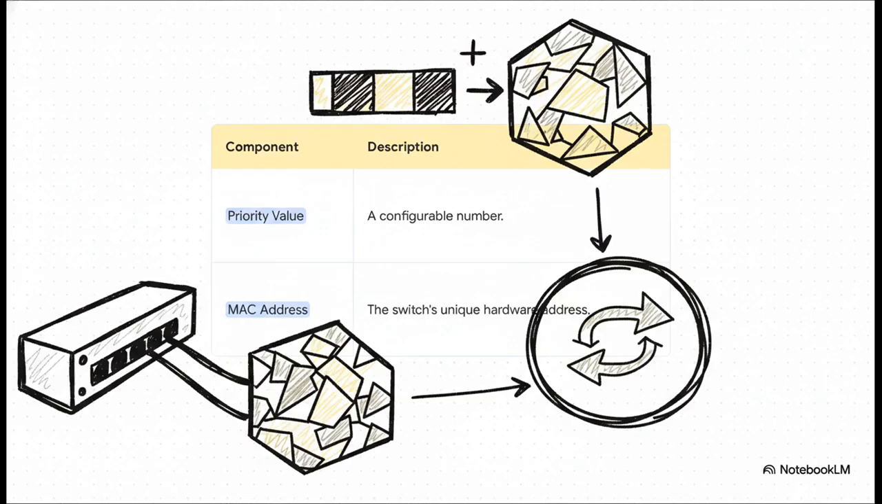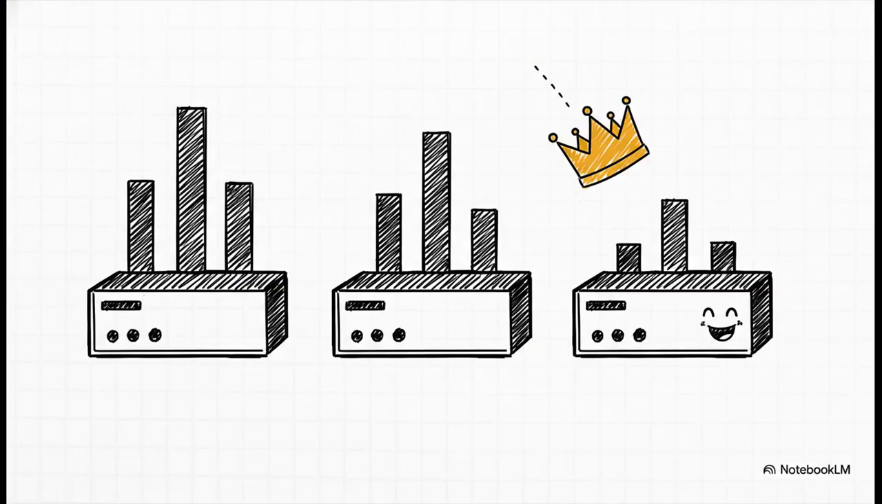You combine those two, and every switch has its own unique ID to enter into the election. And the winner is, well, it's not very dramatic. The switch with the lowest bridge ID number wins. That's it. It's a lowest number wins contest. And the best part? This happens all by itself the moment you plug everything in. The switches just start talking and figure it out in seconds.